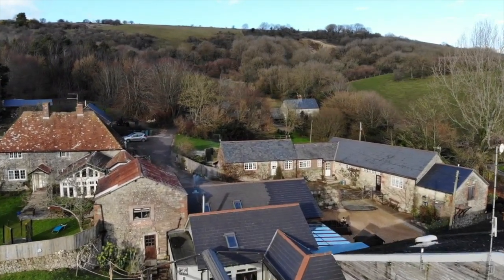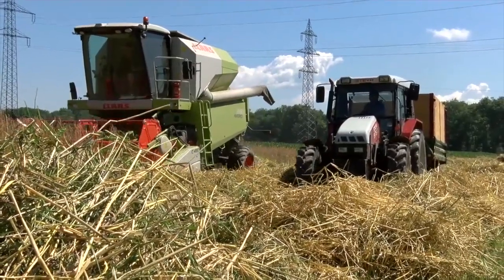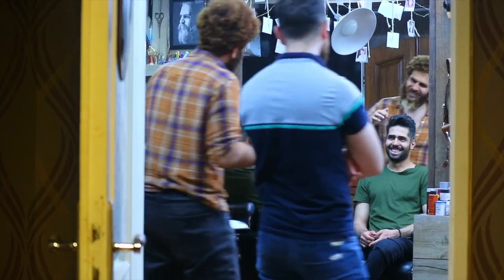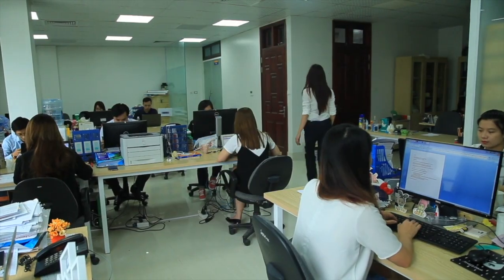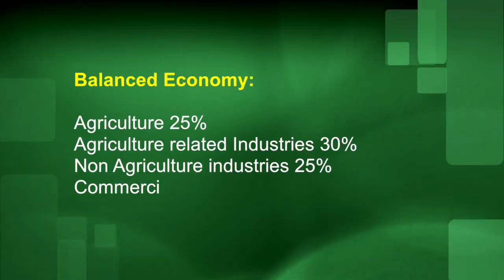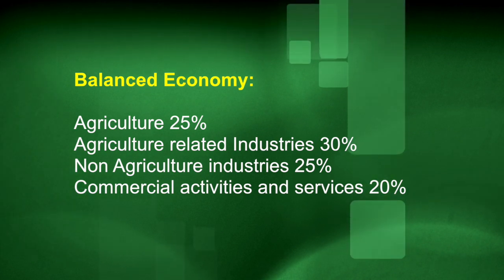Ideally, approximately 25% of the workforce would be engaged in agriculture, with 30% in agriculture-related industries. A further 25% would be in non-agricultural industries, with 20% in commercial activity and services. Prout believes the economy should be balanced. If one sector is too predominant, this is unhealthy. For example, some first world countries exploit other third world countries to meet their lack of agricultural or industrial goods.